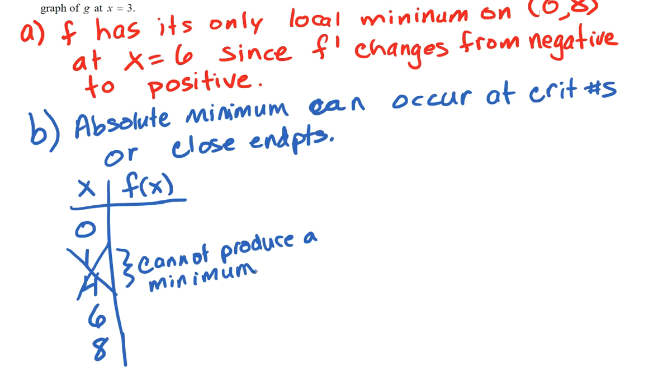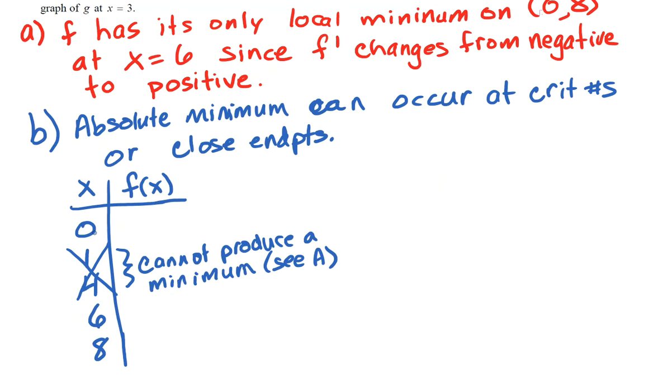And then you could say see part A, since you've already canceled them out of the running for a local minimum. If they're not a local minimum, they certainly can't be an absolute minimum. Or you could just go ahead and find their y-coordinates, but that's going to take a little bit of effort.